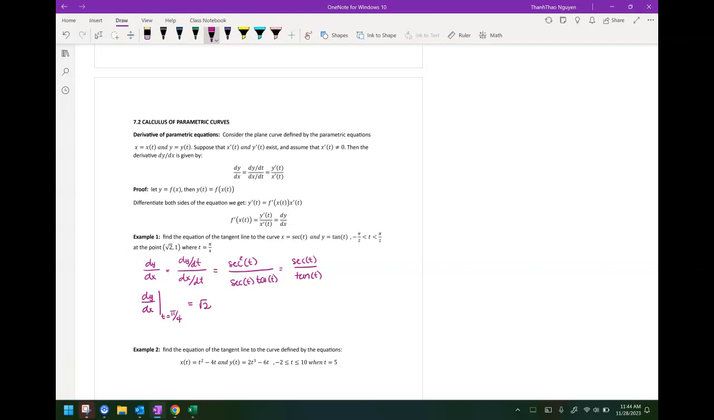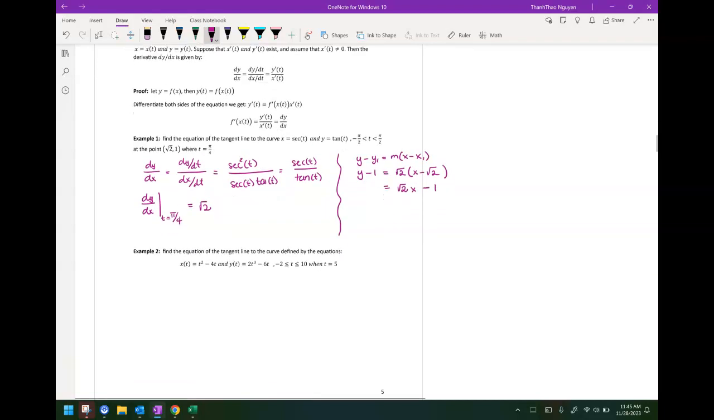Now that we have the slope of the tangent line, we can use the point-slope formula to find the equation of the tangent line. So that is the equation of the tangent line to the parametric curve. Let's repeat this with the next one.